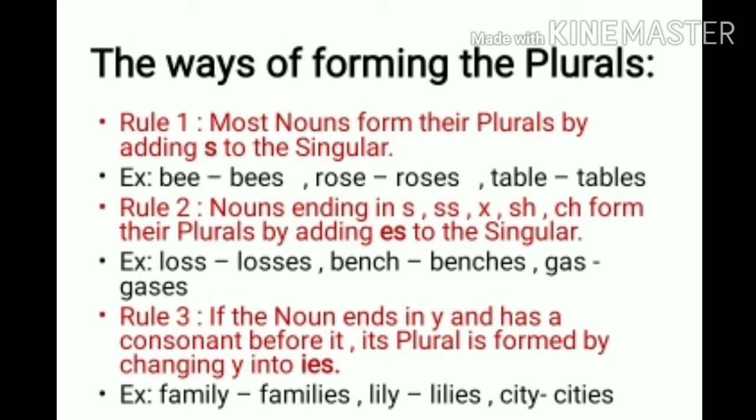So if the noun is ending in a Y and it has a consonant before it, then we remove the Y and we add IES. For example, family. It is ending in a Y and it has a consonant, that is an L, before it. So we remove the Y and write IES to make it plural. So family becomes families. Lily, ending with a Y, we remove the Y and add IES. City, ending in Y and it has a consonant T, we remove the Y and write IES to make it the plural.